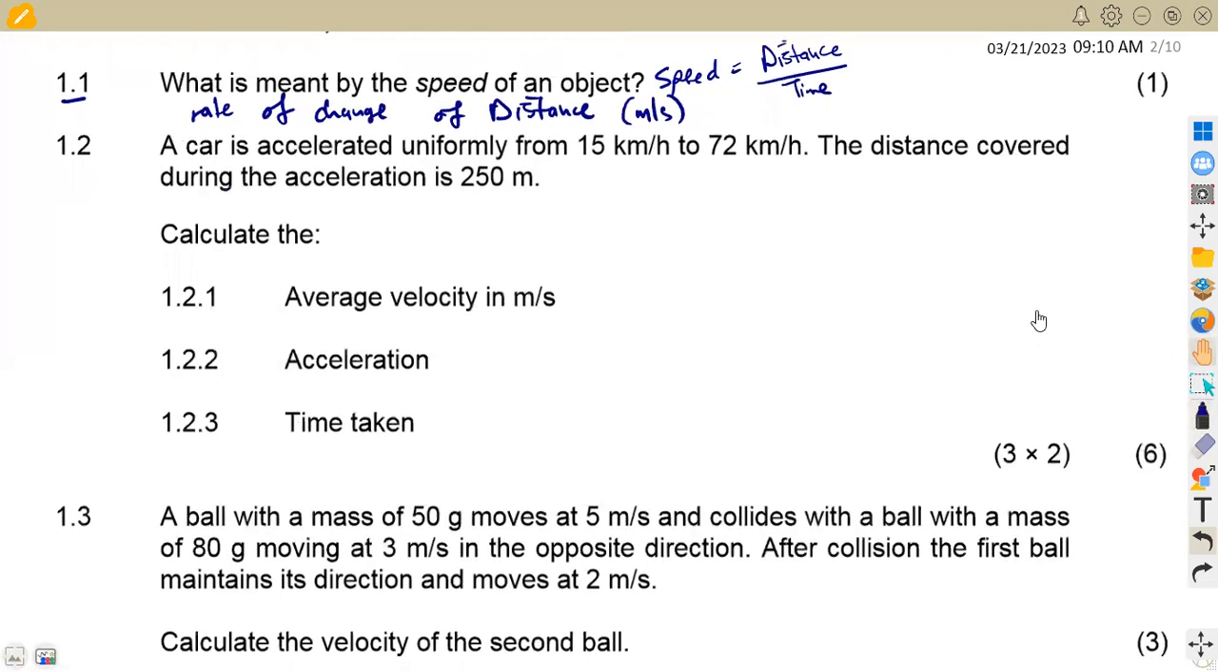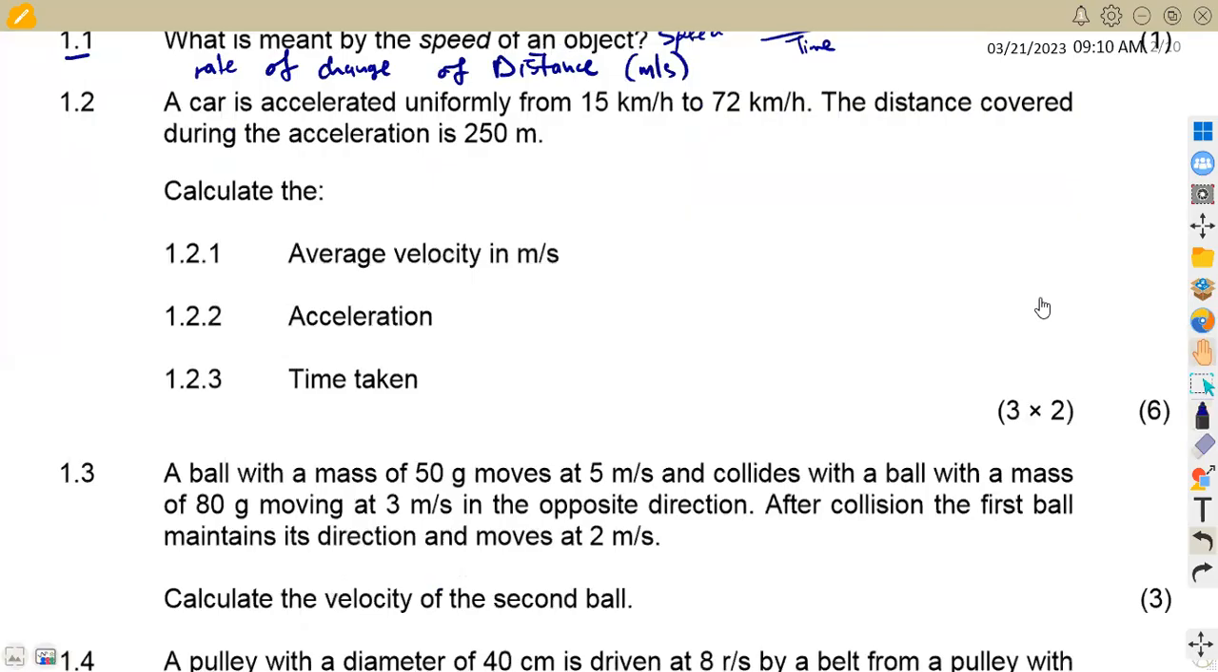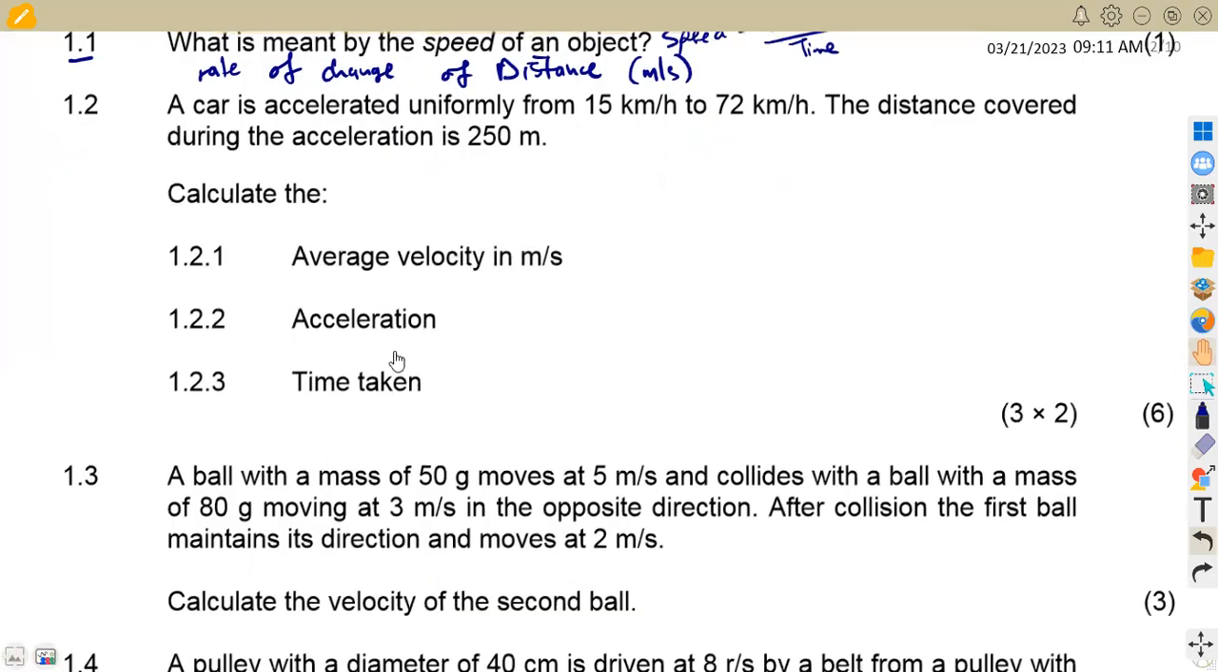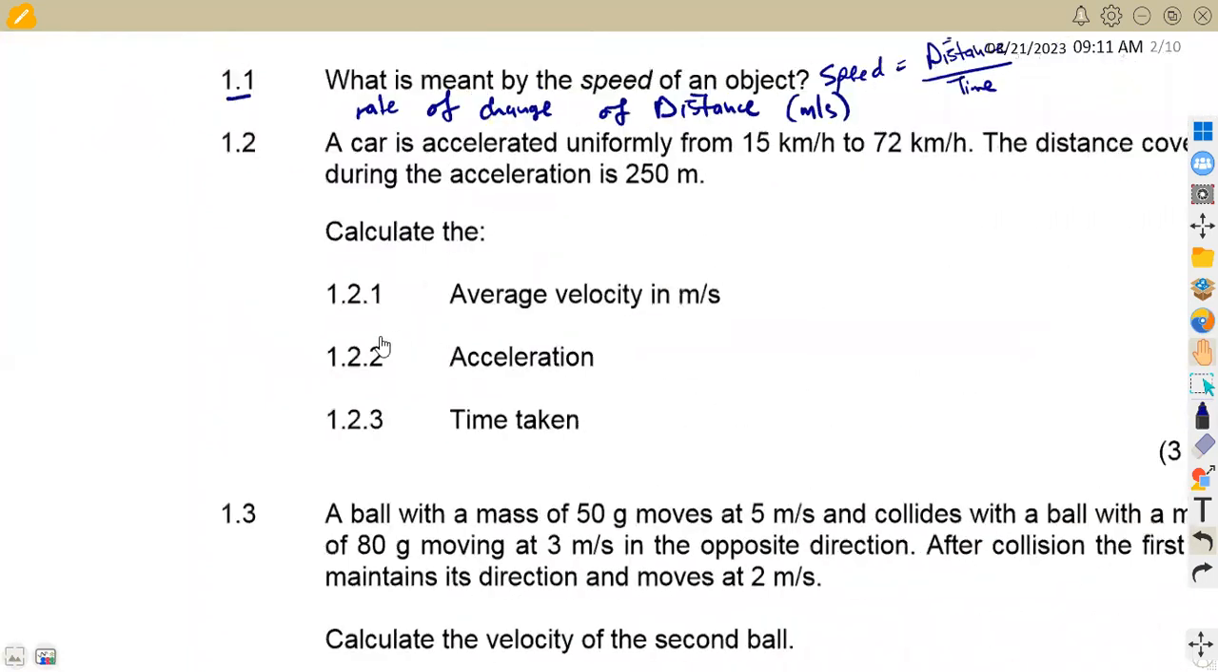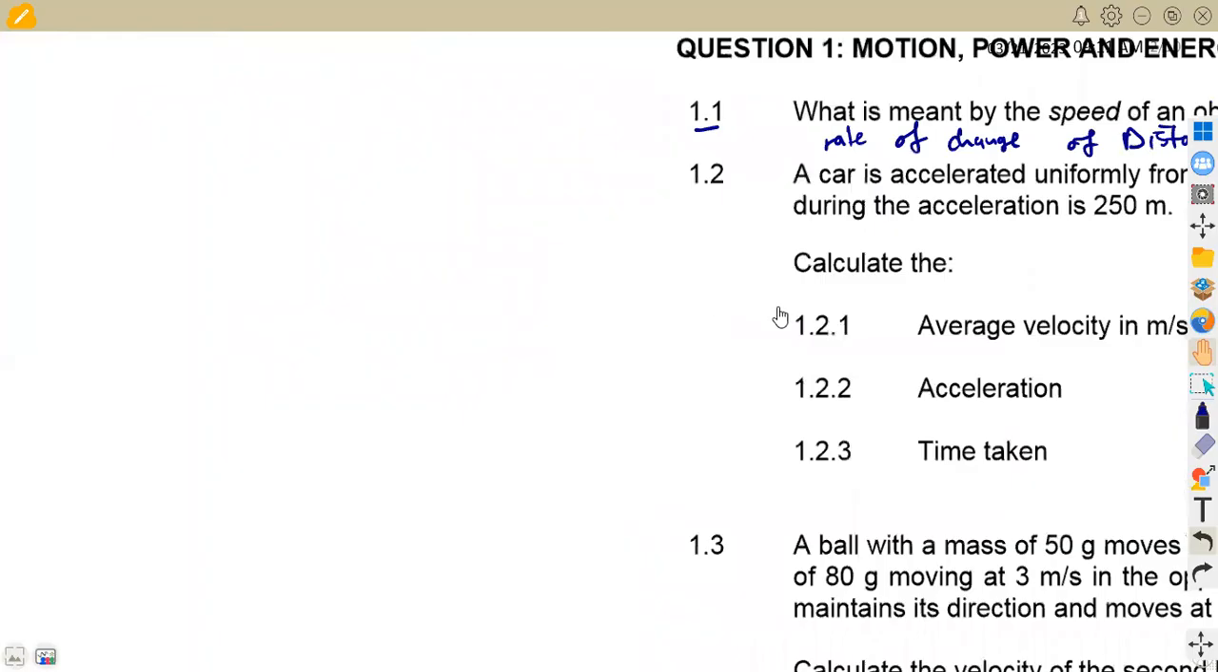On 1.2, we are given that a car accelerated uniformly from 15 kilometers per hour to 72 kilometers per hour. The distance covered during the acceleration is 250 meters. Calculate the average velocity, the acceleration, and the total time taken. Here we can have our diagram, or we can just use the formulas for linear motion. We've got our initial velocity, which is 15 kilometers per hour, and final velocity at 72 kilometers per hour.